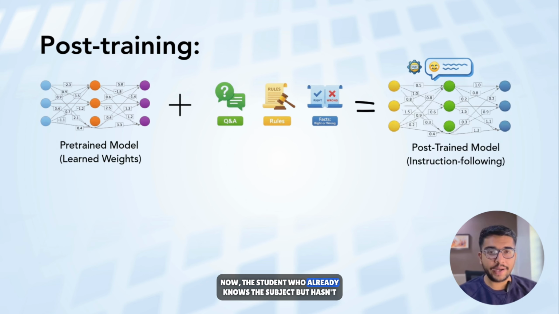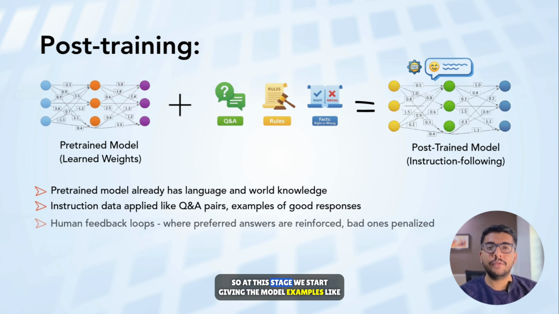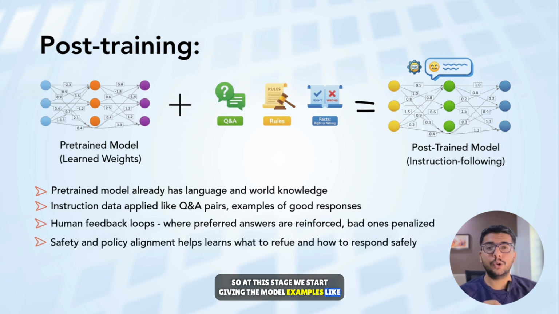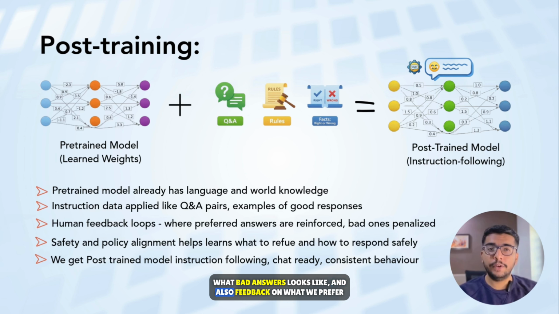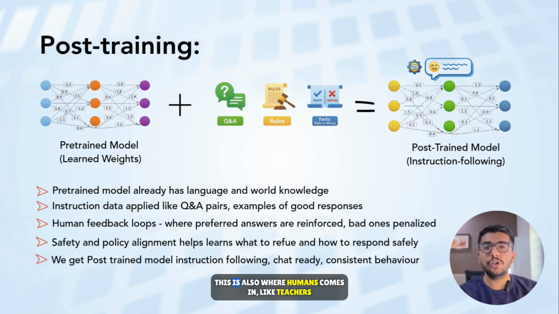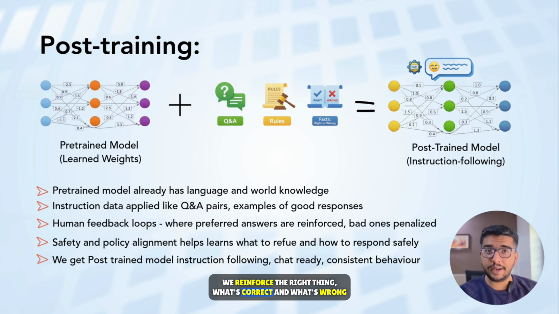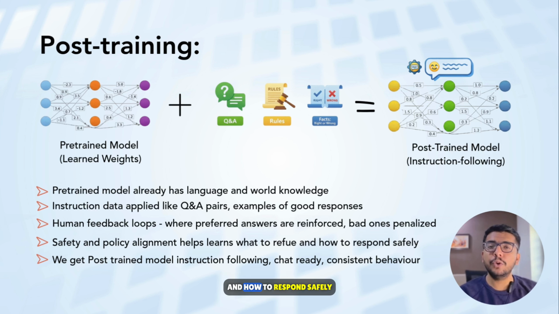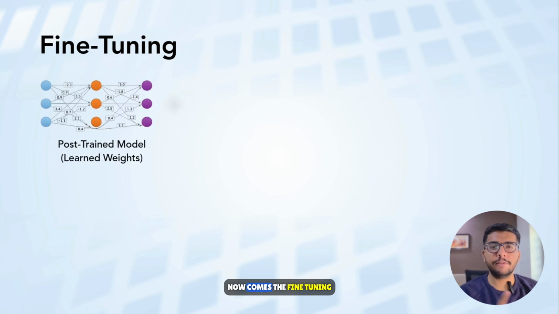Now, the student already knows the subject but hasn't learned how to answer in an exam. So at this stage, we start giving the model examples like questions and what good answers look like, what bad answers look like, and also feedback on what we prefer. This is also where humans come in, like teachers. We reinforce the right thing, what's correct and what's wrong. We also teach the model what to avoid, what to refuse, and how to respond safely. So after post-training, the model doesn't just know things, now it knows how to respond properly, and now it's ready for our application.